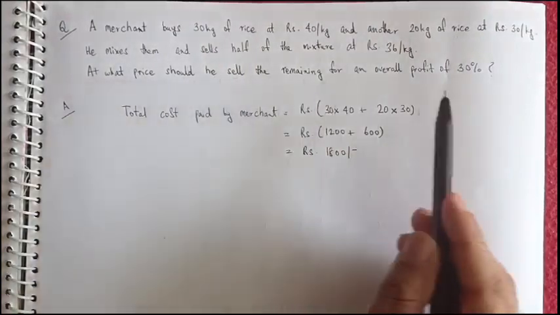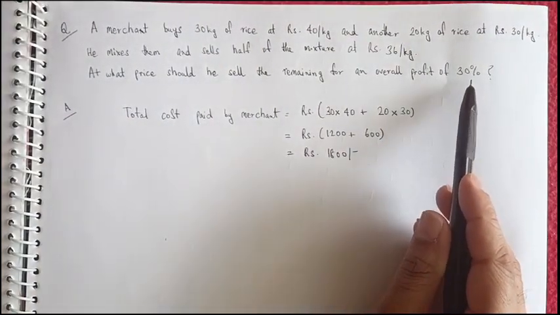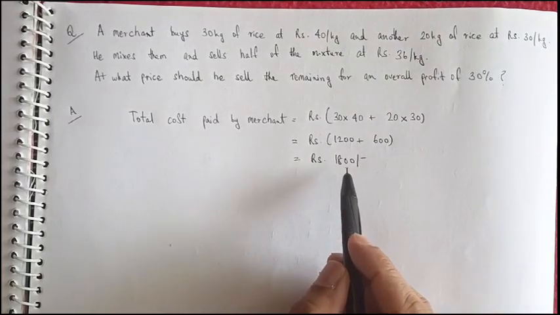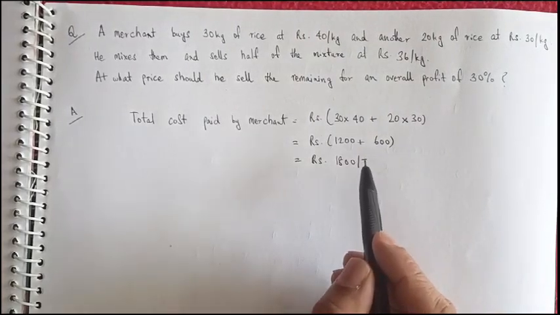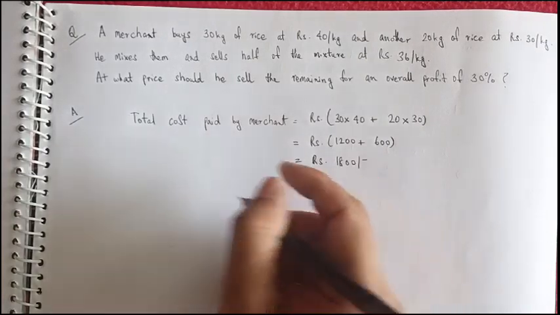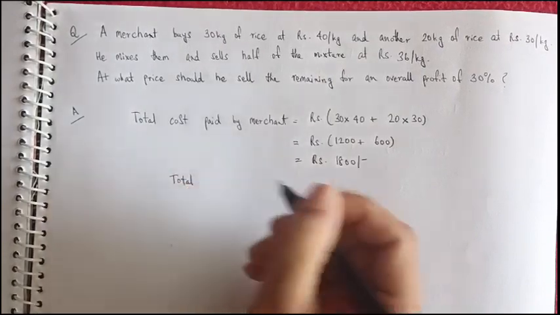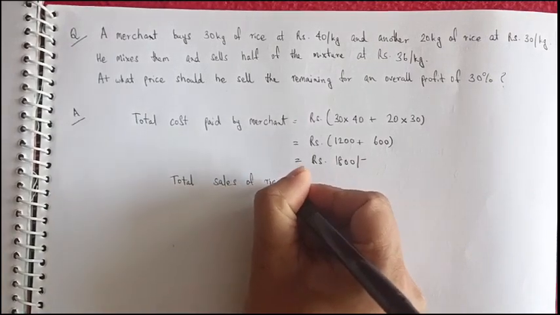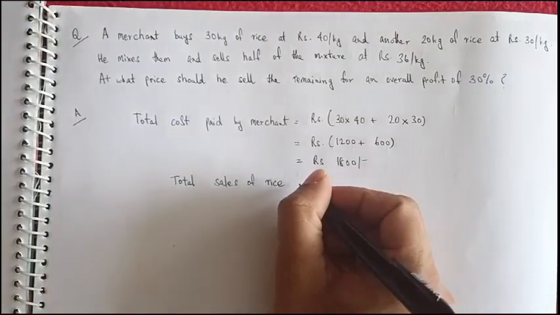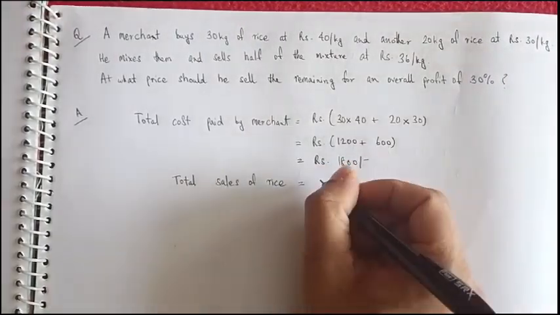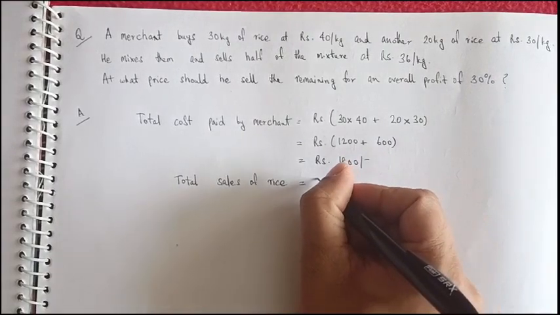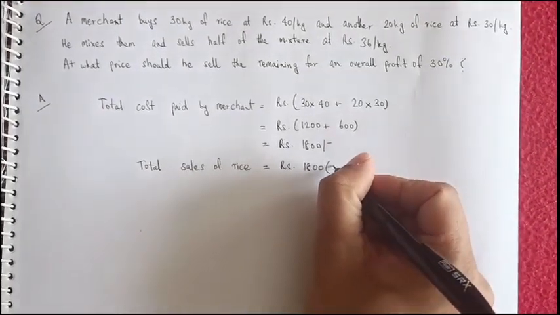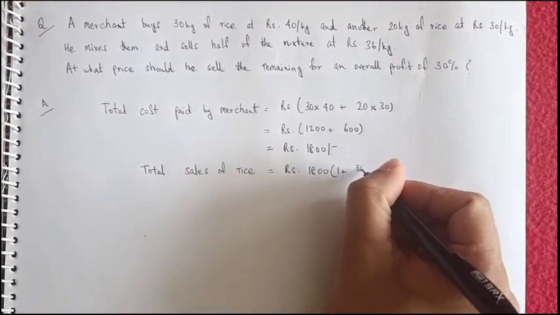Now, what is his aim? Now he wants to make a total profit of 30%, right? So if he wants a profit of 30%, what he has to do is he has to sell the rice at 30% above this price. So the selling price, the total sales of rice that he must make to make a total profit of 30% is, so this will be 30% higher than rupees 1800. So rupees 1800 into 1 plus 30 by 100.